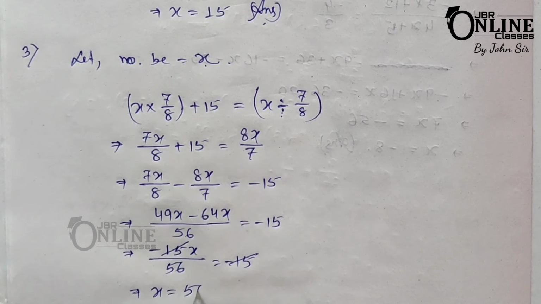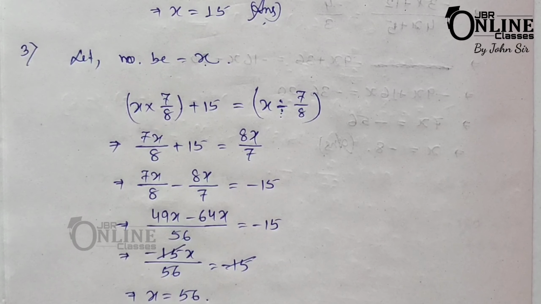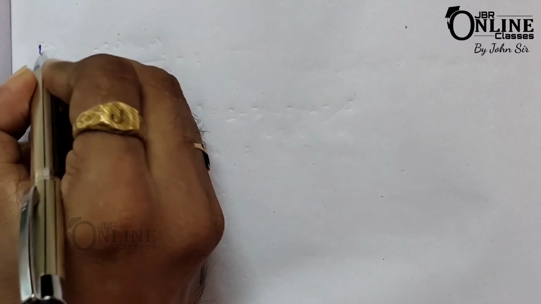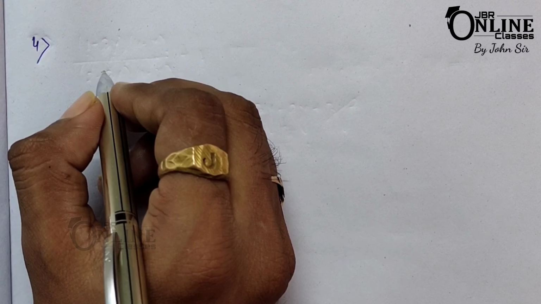So here x equal to 56. So 56 is the right answer. Now sum number 4. In sum number 4, what is the sum of two consecutive even numbers?